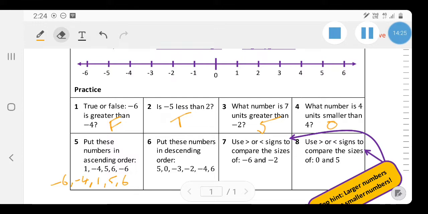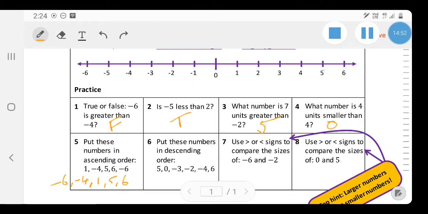All right, let's try a similar question. Question 6, put these numbers in descending order. That's a fancy way of saying from greatest to smallest. So once again, I'm going to do a dot on my number line for each one of these numbers. I'm calling them dots, but technically I should call them points. That's me being a bad maths teacher. Get into the habit of calling them points.